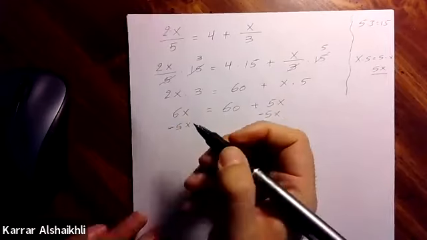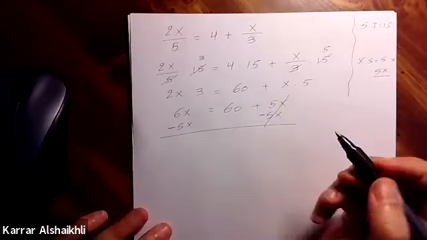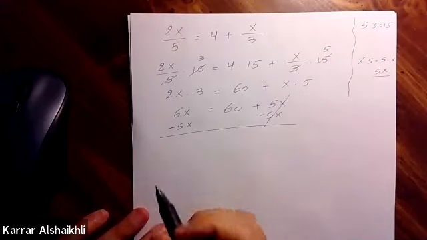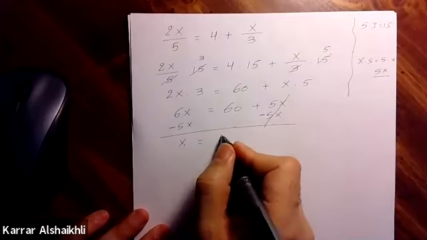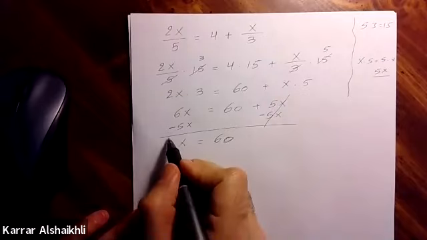And 5x is going to cancel out, right? Yes. So 6x minus 5x is going to be just x. And the leftover from the right side is 60. That's it. This is the solution.